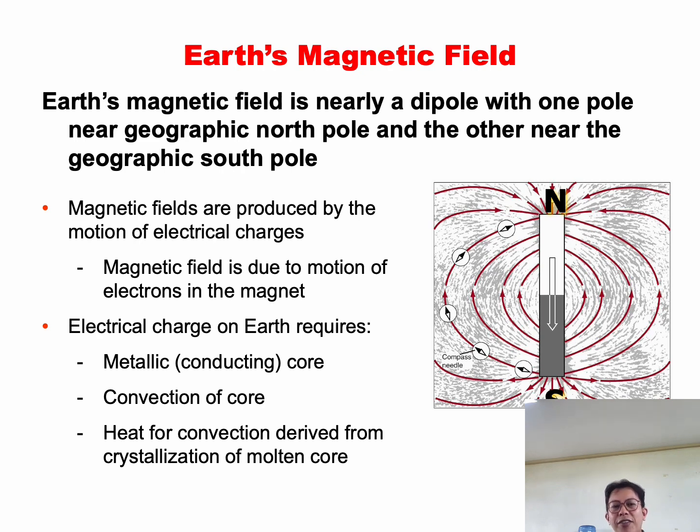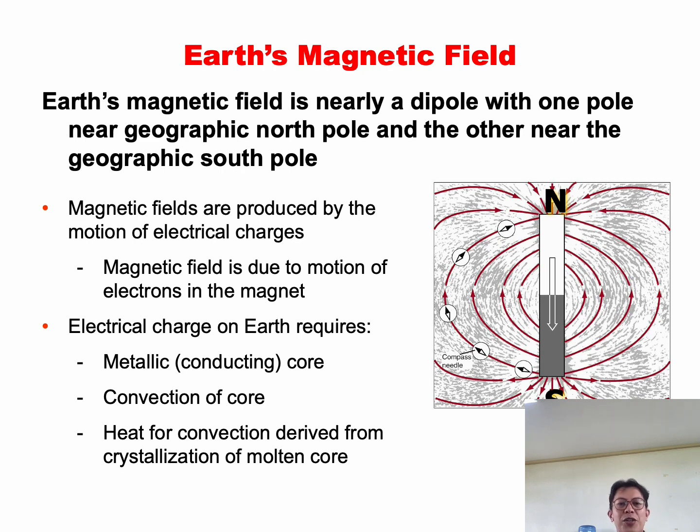So magnetic field is due to motion of electrons in the magnet. So for example, if you have a bar magnet, the responsible particles that enable it to create a magnetic field are electrons. We have electrons, and the movement of electrons can create a magnetic field.